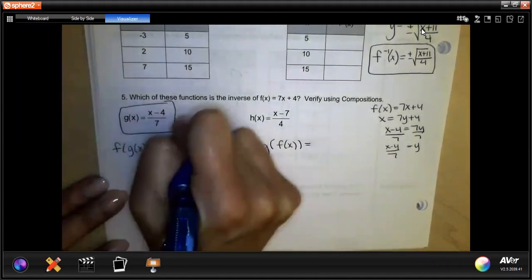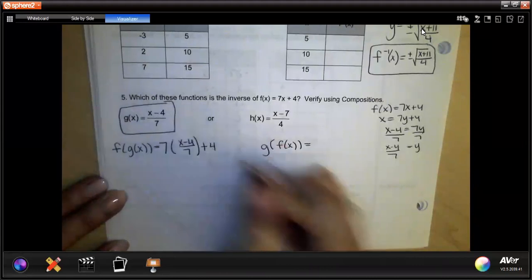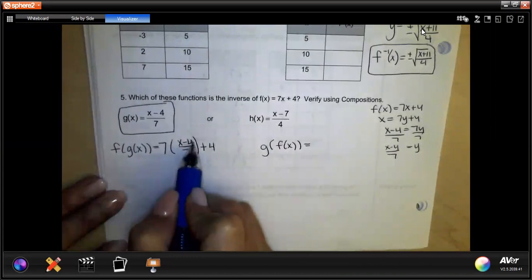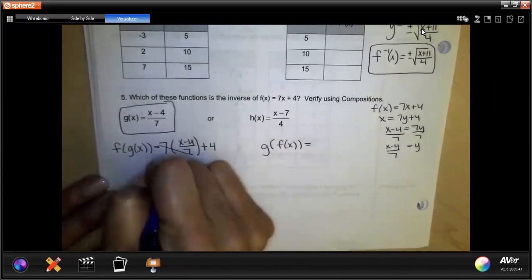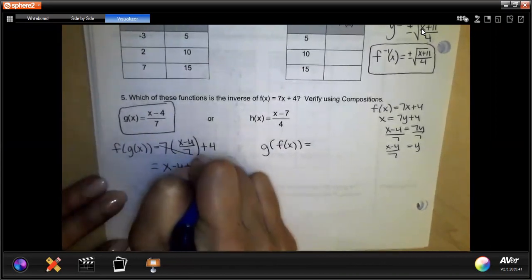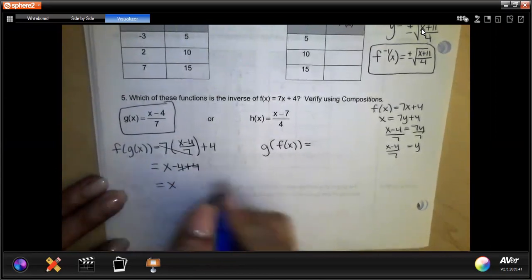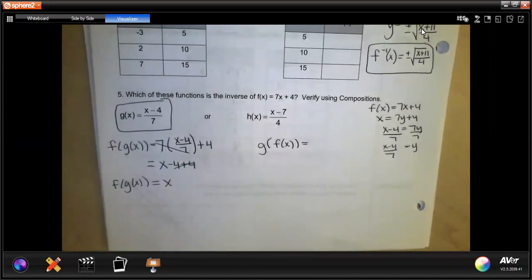So we get 7 times x minus 4 over 7 plus 4. My f of x function is 7x plus 4. So this is 7, my new x, plus 4. This cancels, and we get x minus 4 plus 4. Minus 4 plus 4 cancels, and we get x. You have to show all those steps. Don't just cancel everything on the first step, because the steps is what counts, and you want to make sure you're going in the correct order of operations. So you'll lose points if you just cancel everything at once.